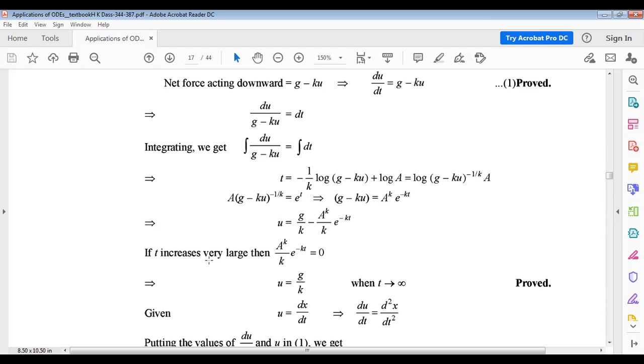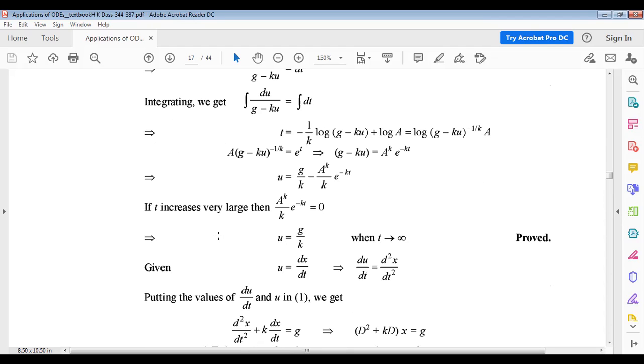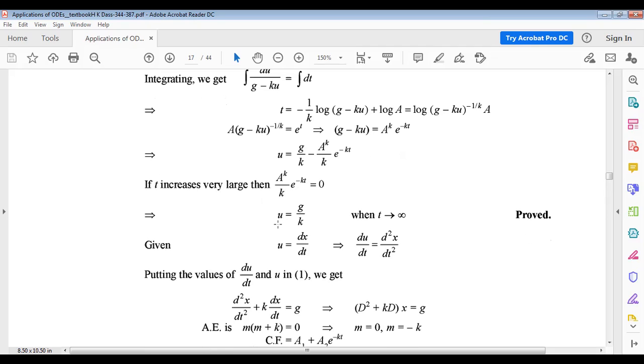If t increases very large, that means t tends to infinity. Understand? If t tends to infinity, then this will become what? a to the power k divided by k e to the power kt equals to 0, because e to the power minus infinity means what? 1 by e to the power infinity. e to the power infinity means what? Infinity. So 1 by infinity equal to 0. This is why the whole term becomes 0 as t increases. Now from this, u equals to what?